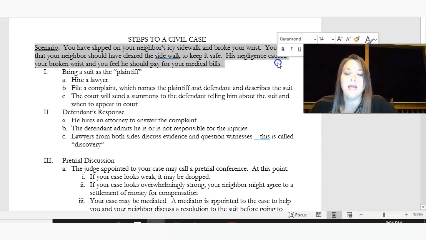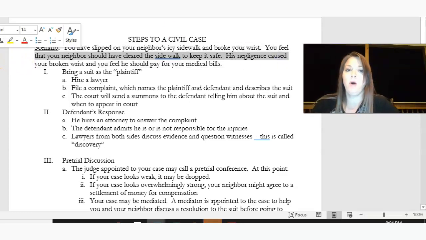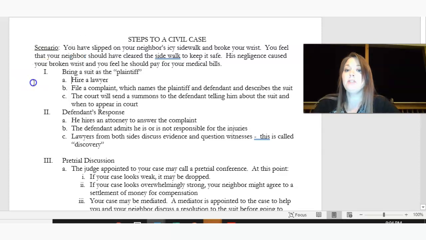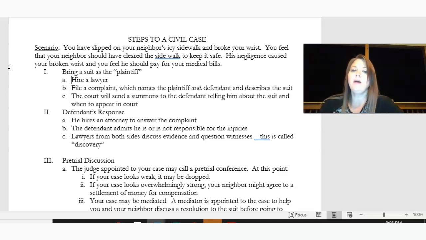And so let's say that you slipped on your neighbor's icy sidewalk and you broke your wrist. And you feel that it's your neighbor's fault that you broke your wrist because he or she should have cleared the sidewalk to keep it safe. Is indeed that his or her issue, or is it the responsibility of your local government agency? So his negligence caused your broken wrist. And again, negligence means basically you did something that you shouldn't do, or you didn't do something that you should do. It's not really breaking a law here. And it caused the broken wrist, and you feel like he should pay for your medical bills because you're not going to send him to jail.